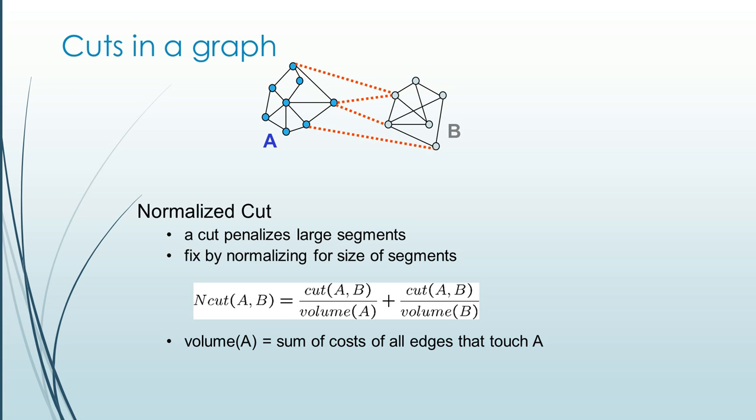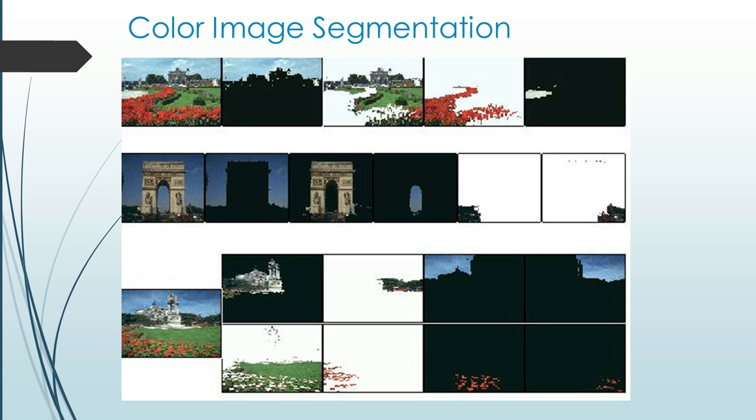The actual way to normalize is by computing a particular equation that you can see here on the screen, and here we normalize by computing the volume. The volume in this case is just the sum of the costs for all the connections that touch a particular point. So this is how we normalize. This is just another example of the resulting image after we normalize.